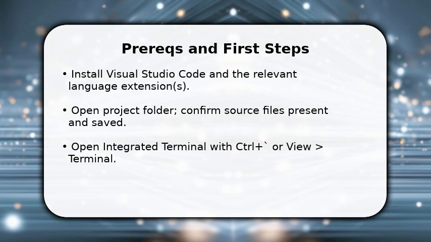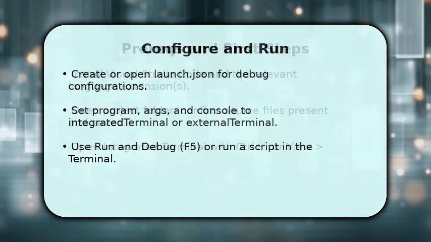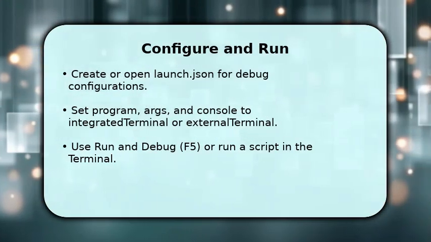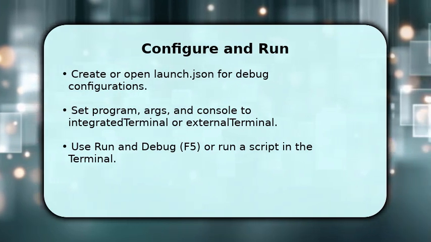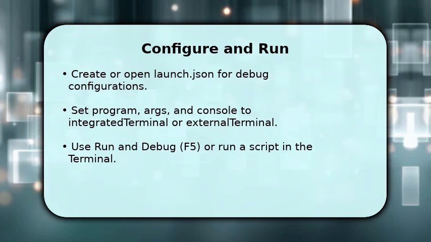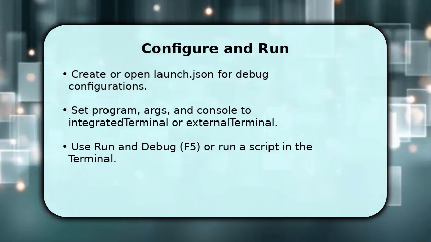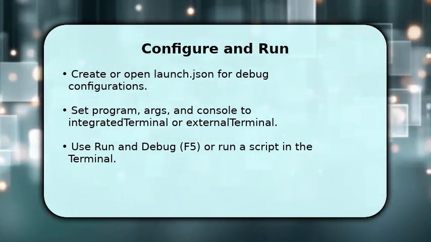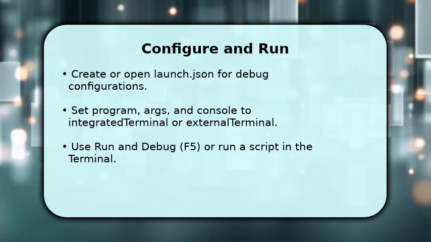You will configure execution, open the Run and Debug view, and add a launch.json if none exists, because that maps the debugger to your program. In the configuration, set the program path, any arguments, and choose Integrated Terminal if you want output inside VS Code or External Terminal if you need a separate window.